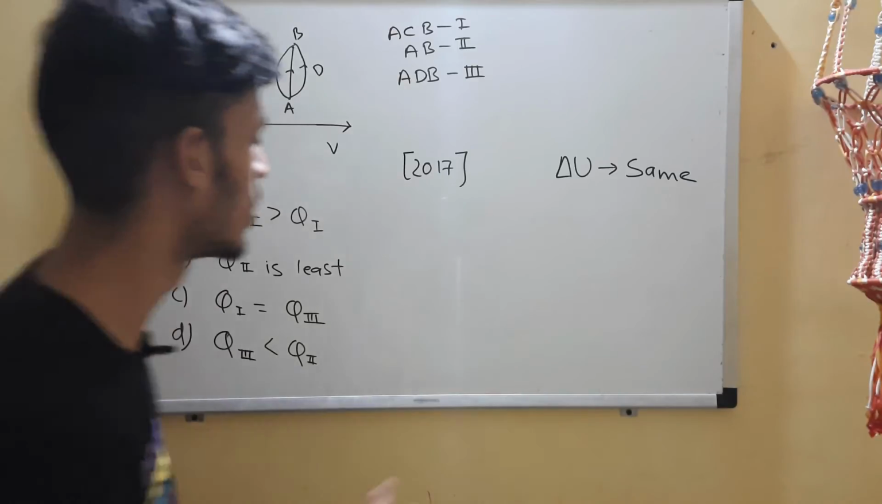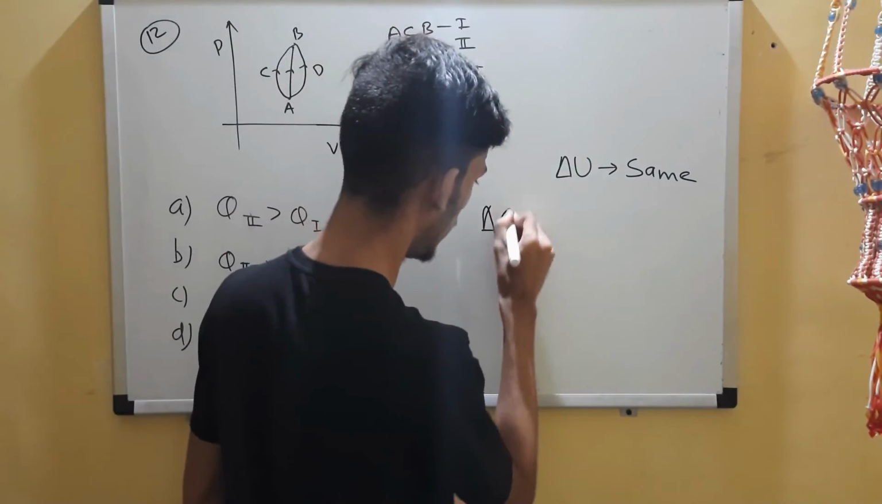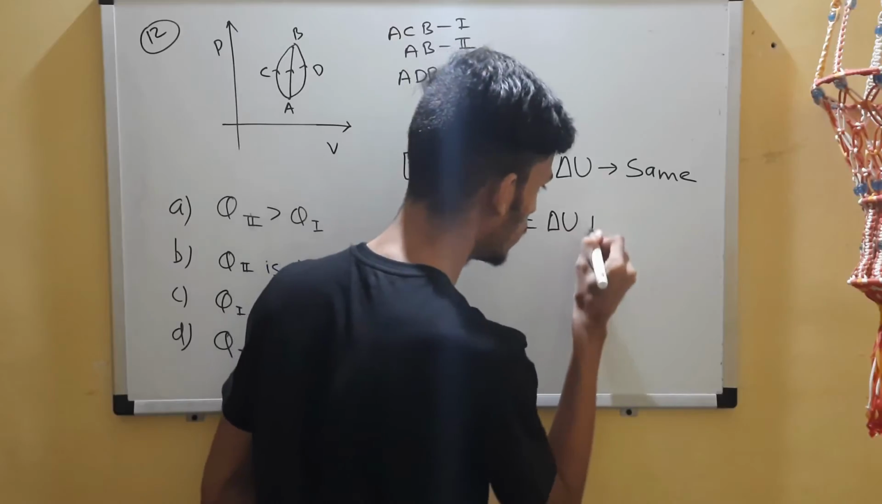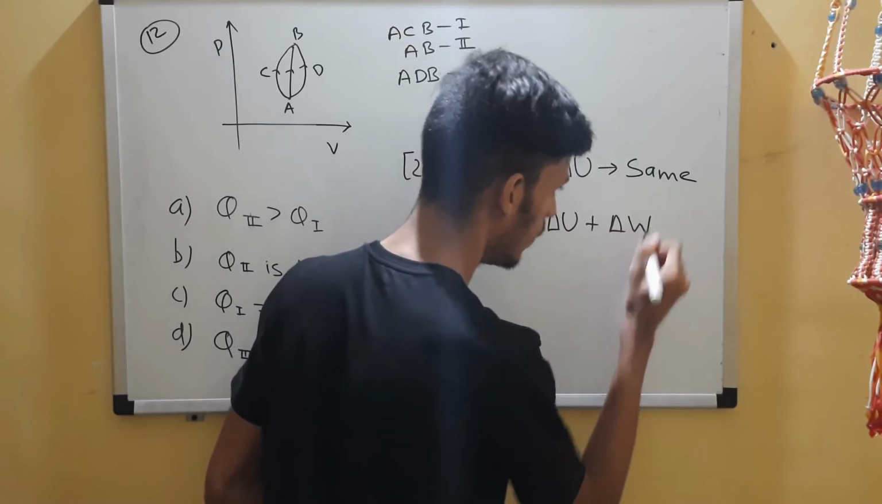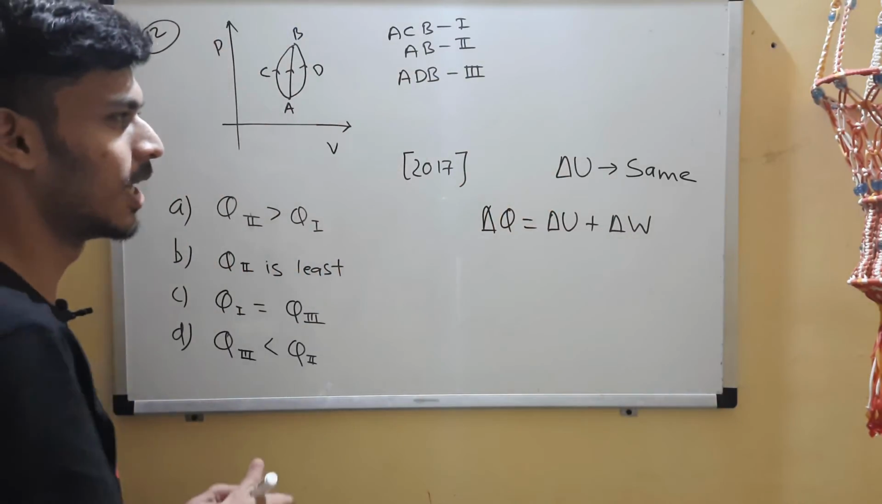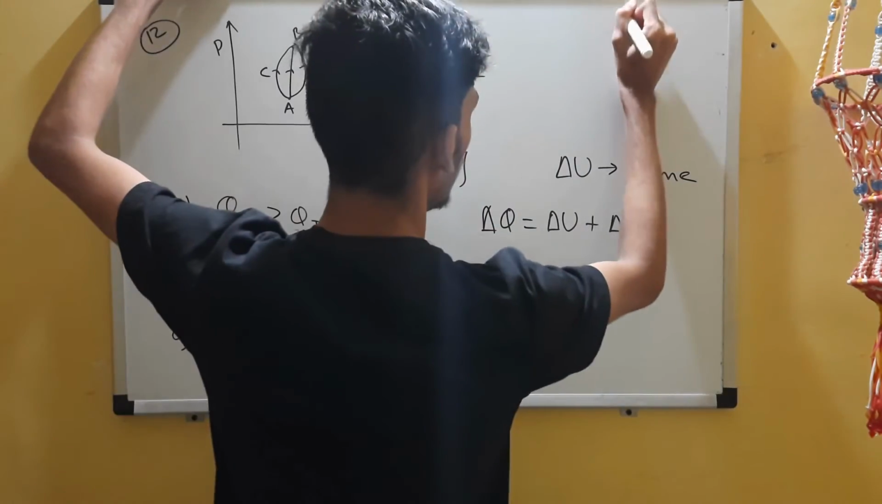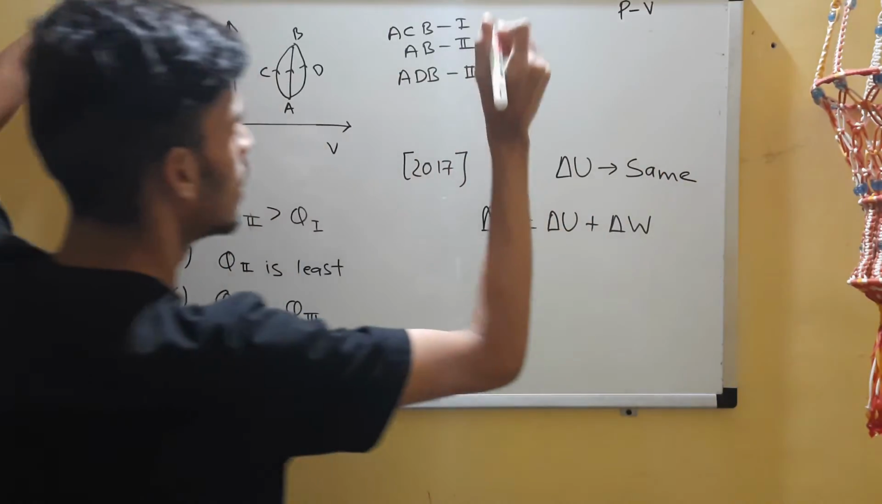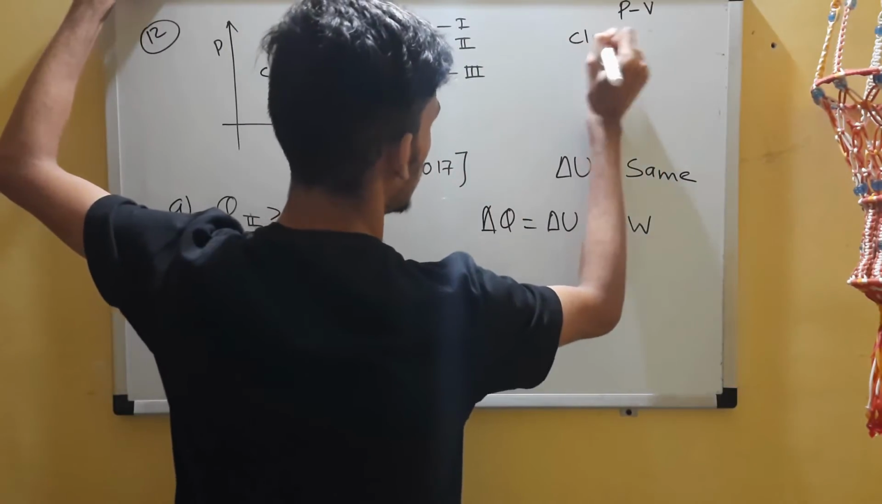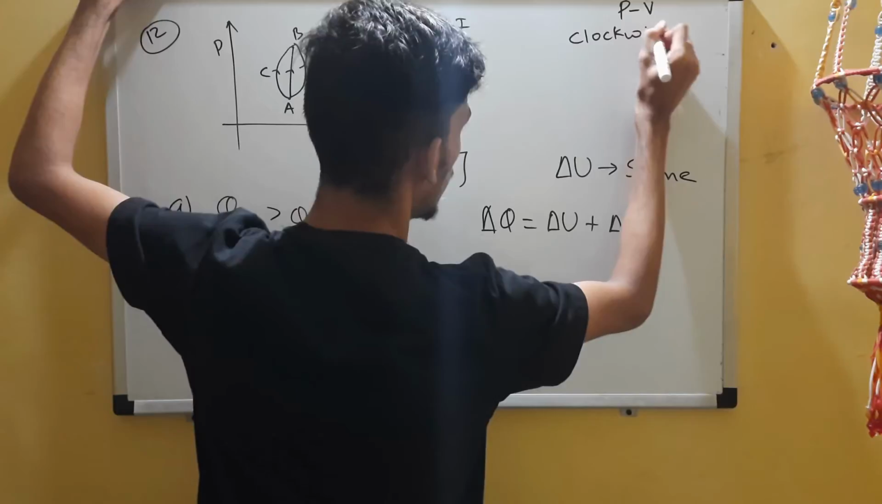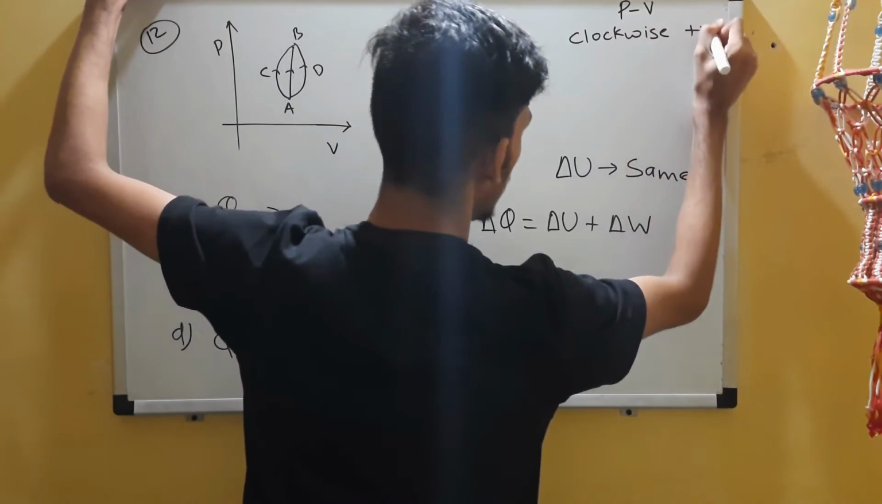So can we use the first law of thermodynamics? Delta Q equals delta U plus delta W. We don't know about the work, but we can make interpretations about work from here. Now this you'll know, I guess. In a PV graph, if the cycle is clockwise, work done is positive.